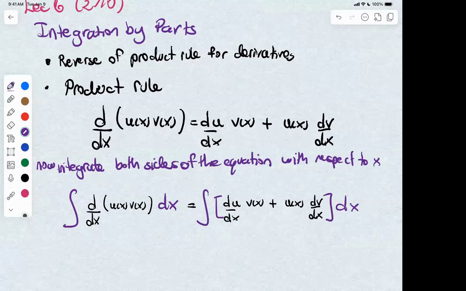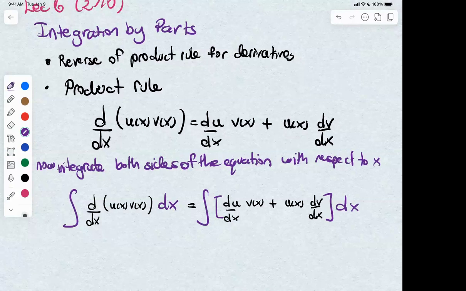Does that make sense? So far, so good. Think about it no differently than in Calc 1, when you had an equation and you would take the derivative of both sides with respect to x, when you were doing implicit differentiation or whatever. Integrals work the same way.